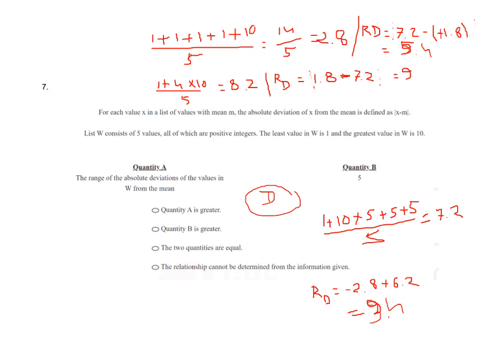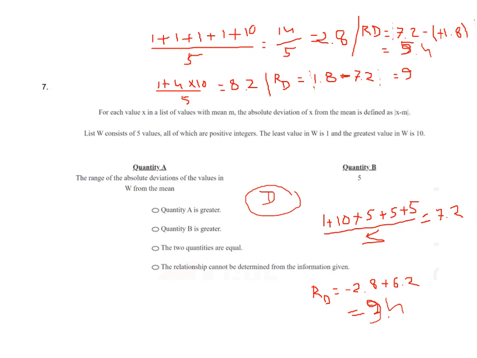So 10 minus 2.8 is 7.2, and 2.8 minus 1 is 1.8. So the difference between 7.2 and 1.8 is 5.4. Similarly, take the list number 1 and the other four numbers as 10. So we get 4 times 10, that is 40, plus 1, that is 41, divided by 5 equals 8.2. And do the similar process and you will get the range of deviation is 9.